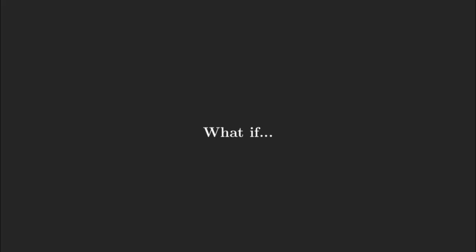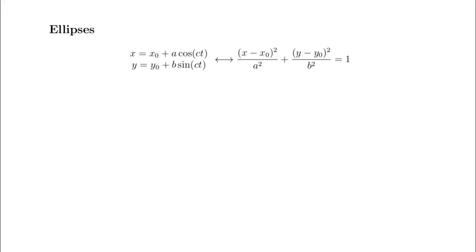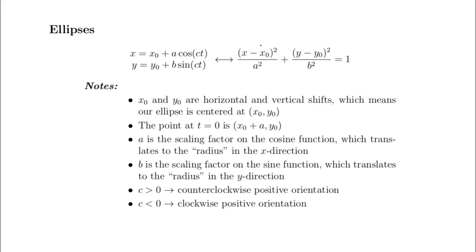And then you could ask the what-if question: what if you just change the radius, the scaling factor on each of these trig functions? What if instead we did something like a times cosine of ct and b times sine of ct, where it wasn't 5 necessarily on these? Well, what you get is an ellipse, right? You get this stretched version of a circle where the radius in one direction is different than the radius in the other. So that's exactly what we've got here.